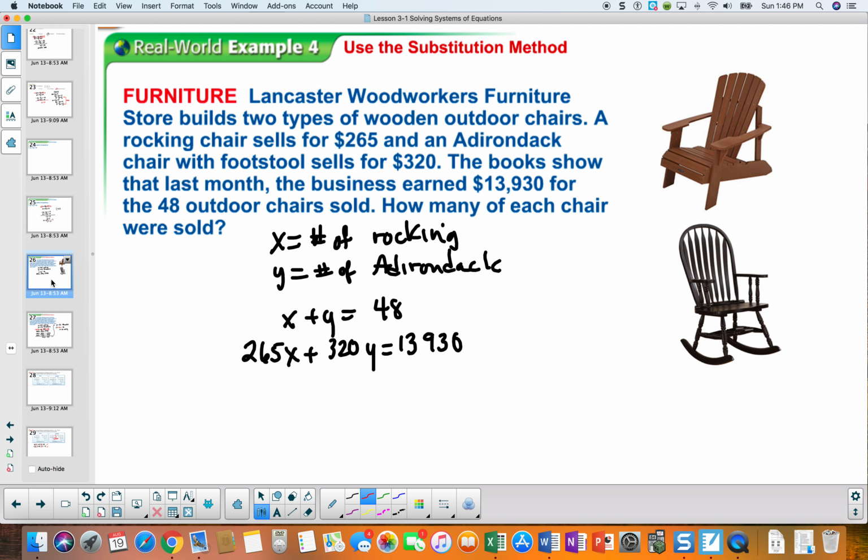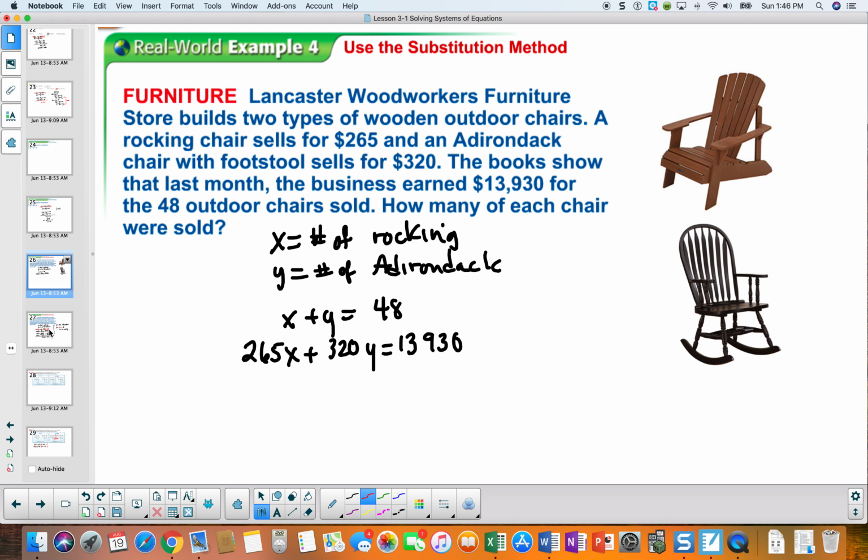Using the substitution method, let's take a look at this word problem. A rocking chair sells for $265. An Adirondack chair with footstool sells for $320. The business earned $13,930 for 48 chairs. We want to know how many of each chair there are. So we'll let x be the number of rocking chairs, y the number of Adirondack, and I know that when you add the numbers, that makes 48, and when you add the amount of money each is worth, that adds up to this.